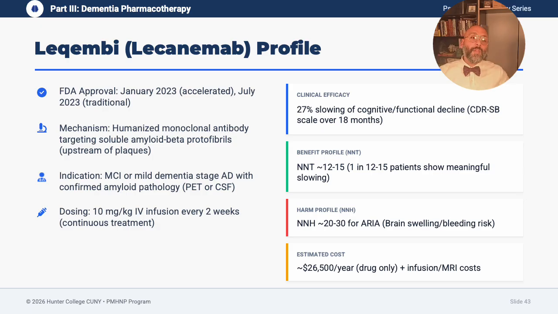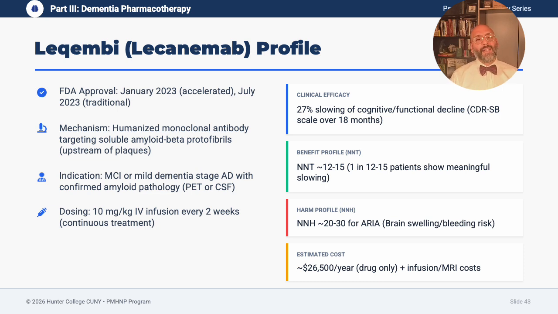Lecanemab, Leqembi. So this is currently the flagship anti-amyloid antibody and the clearest example of what disease-modifying Alzheimer's treatments look like in real practice. It received accelerated FDA approval in January of 2023, followed by traditional approval in July of 2023, based on confirmatory clinical outcomes. So mechanistically, lecanemab is a humanized monoclonal antibody that targets soluble amyloid beta protofibrils, which are upstream from plaque formation. So this is important because it intervenes earlier in the amyloid cascade rather than just clearing deposited plaques.